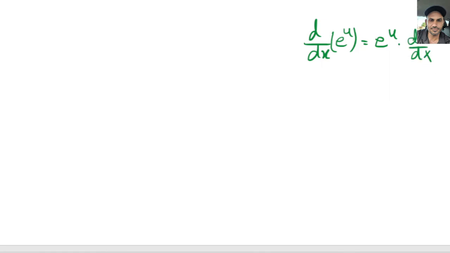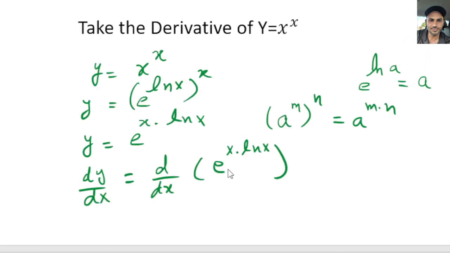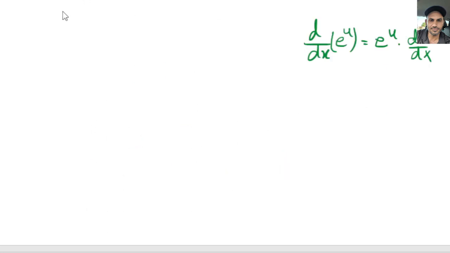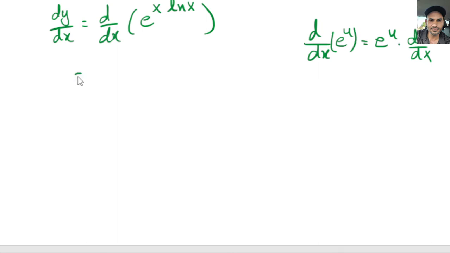Now let's take a look at it. We want to take the derivative of e to the x ln of x, so dy over dx equals d over dx of e to the x ln of x. The derivative is going to be e to the x ln of x times d over dx of x times ln of x.